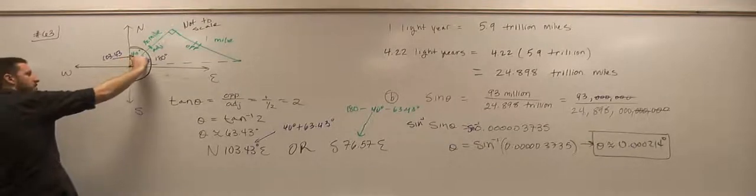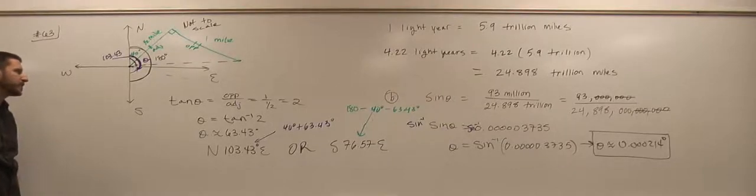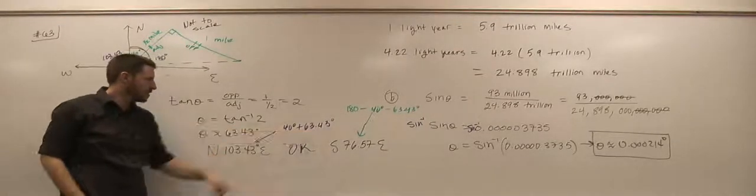After solving for the angle inside the triangle, I had to convert that back to a bearing, either by adding the 40 and measuring from north, or by subtracting both of these from 180 and measuring from south.